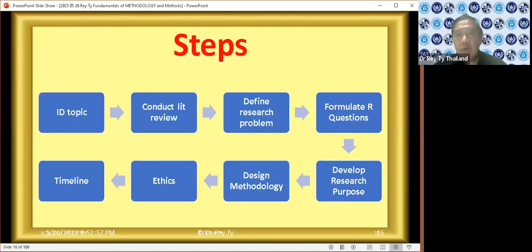Steps. When you write a paper, first, look for a topic which sparks your interest. And then preliminarily read about it. And then you get some ideas. And then you find some problem that has to be solved. And then you develop some research questions and develop a research purpose. Sometimes it's the other way around. I see different journals. Some journals start with research questions. Others start with the purpose of the study.